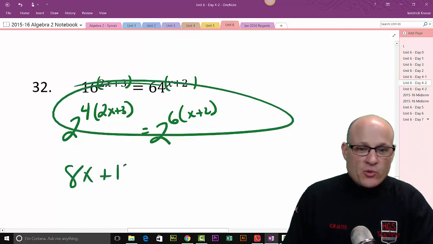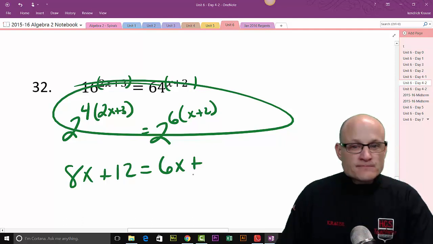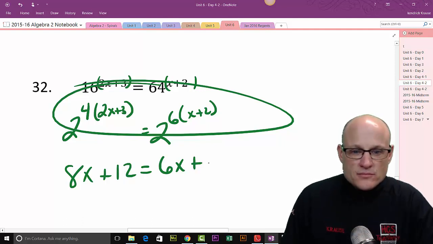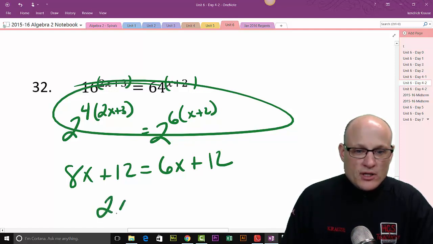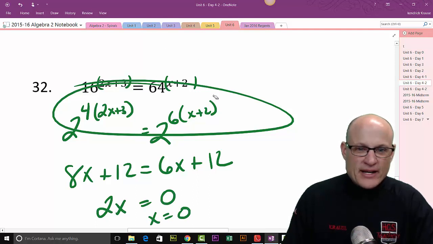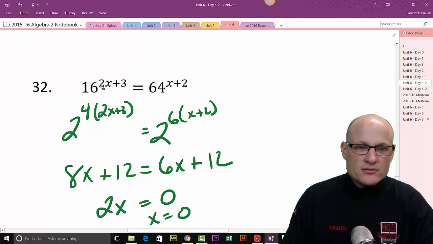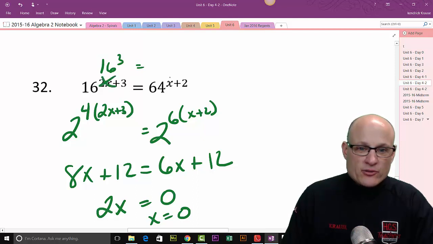I get 8x plus 12 equals 6x plus 12. So I get 2x equals 0, or x equals 0. 0 is my answer. So that means 16 cubed is the same as, because I put in a 0 here, that goes away, and I put in a 0 here, as 64 squared.